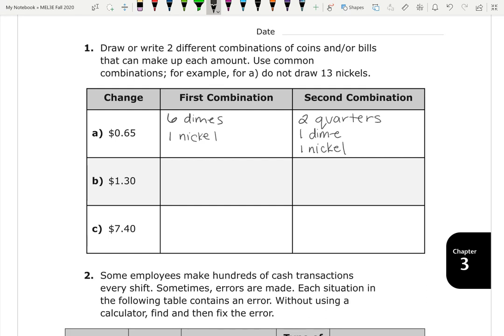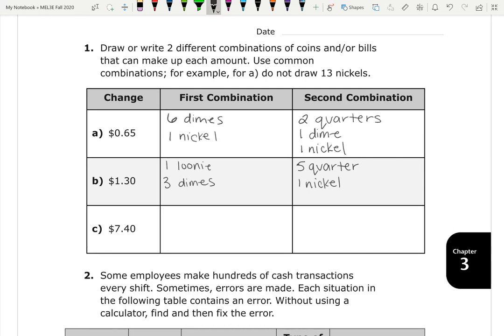The next one is $1.30. So you can give 1 loonie and 3 dimes. Or you can give 5 quarters. So remember, 4 quarters is equal to $1. 1 more quarter is equal to $1.25. And then 1 nickel to make it to $1.30.